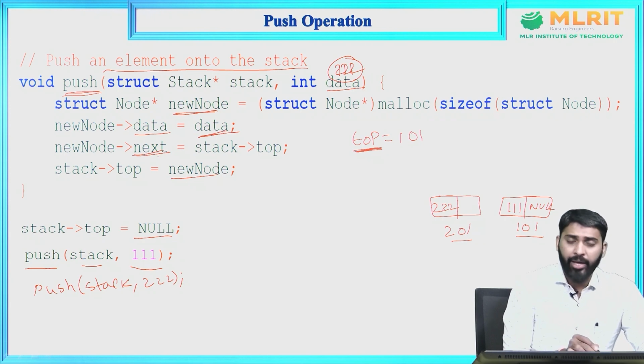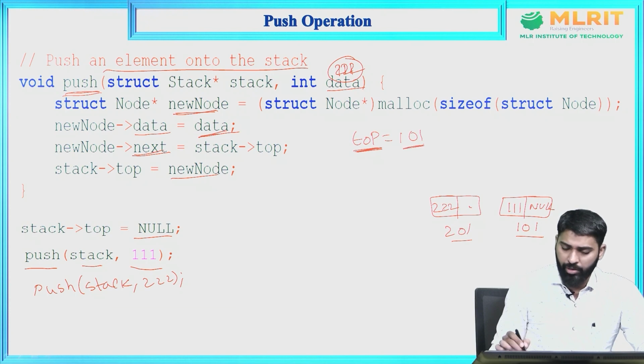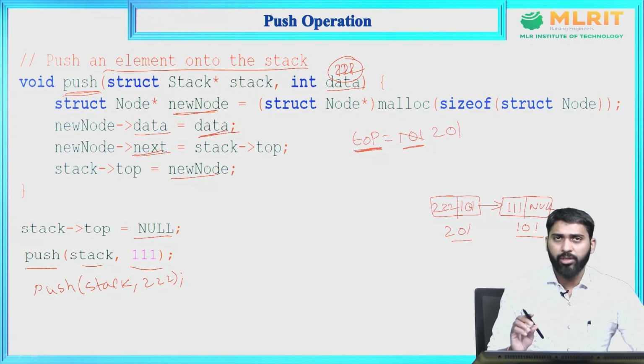New node arrow next equals stack arrow top. Now in this place you store the top value, that is 101. That's it. And update the top. So now top is 201. Okay. So now what is the top value? 201. After 201 we traverse to 101.